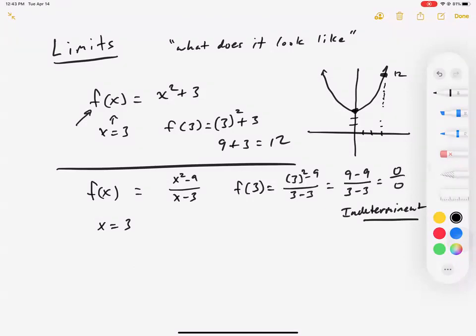Let me rewrite this problem. Can you guys factor x squared minus 9 over x minus 3? Is this factorable? Now, we talked about this before in our other graphing problems. But let's see if it's factorable. It's going to be x plus 3, x minus 3 over x minus 3. And that's what f of x looks like.